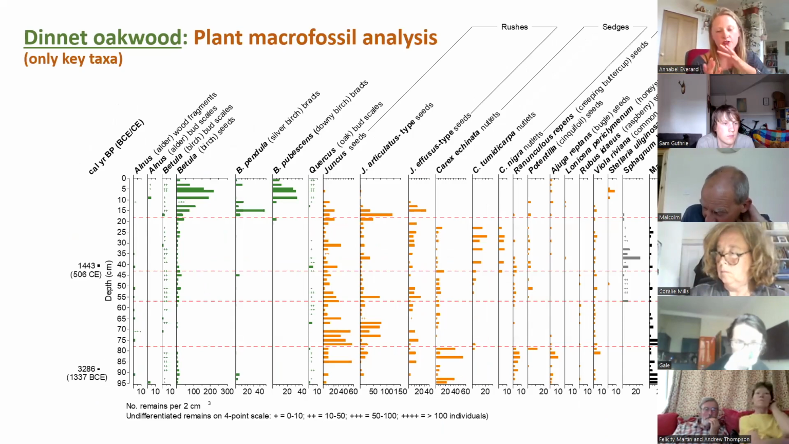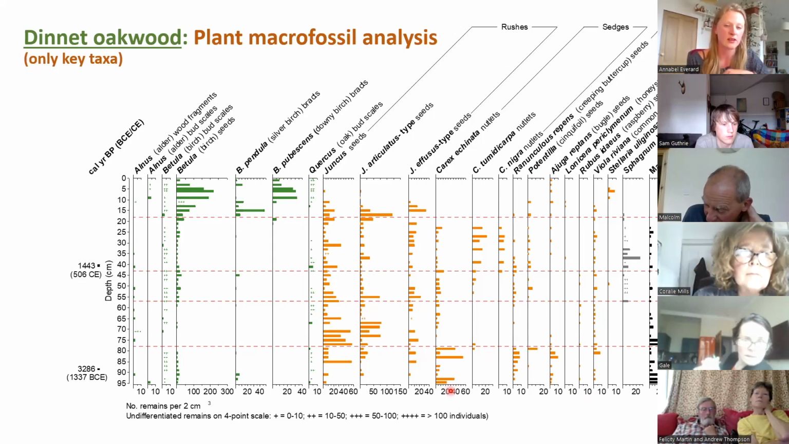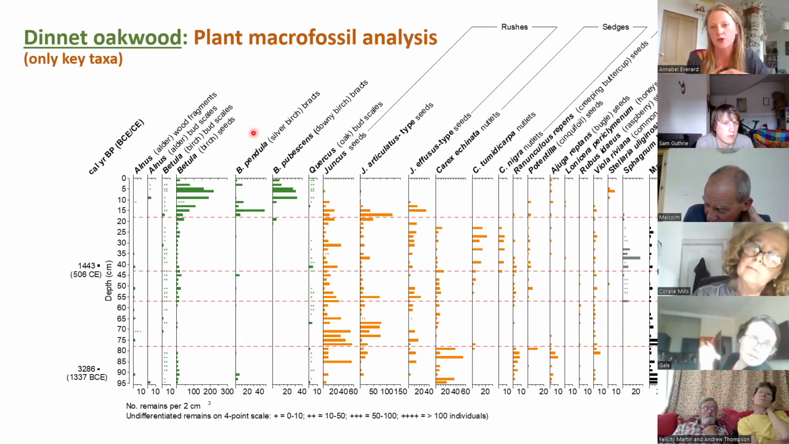So this is the result of the plant macrofossil analysis from Dinnet oakwood. This diagram is in a similar format to the pollen diagram, but each bar in this case is the number of taxa within each sample. And they also have the type of macrofossil at the top here, so whether they're seeds, bud scales, fragments of wood, or bracts.